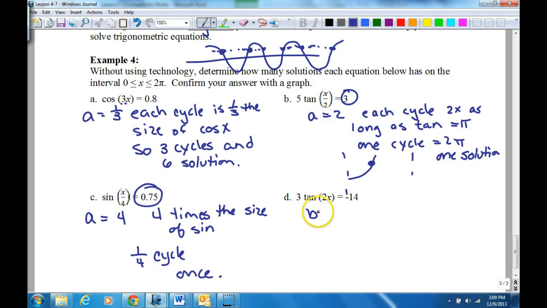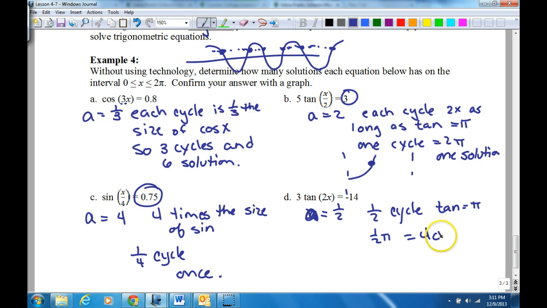Okay, the last one. What is A in this case? 1/2. All right. Since A equals 1/2, we know that the cycle is 1/2 as long as the normal tan cycle, which usually equals pi. So how many 1/2 pi's do we have between 0 and 2 pi? Well, that means that we have 4 cycles. And when does it equal -14? If you remember, tangent is doing this. So it's going to have 4 solutions.